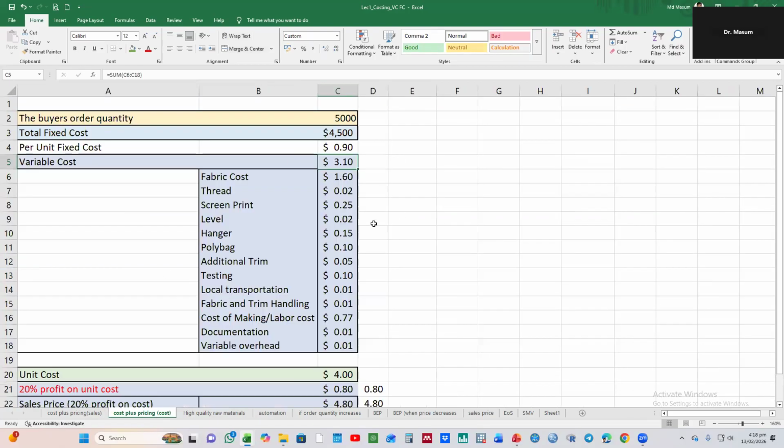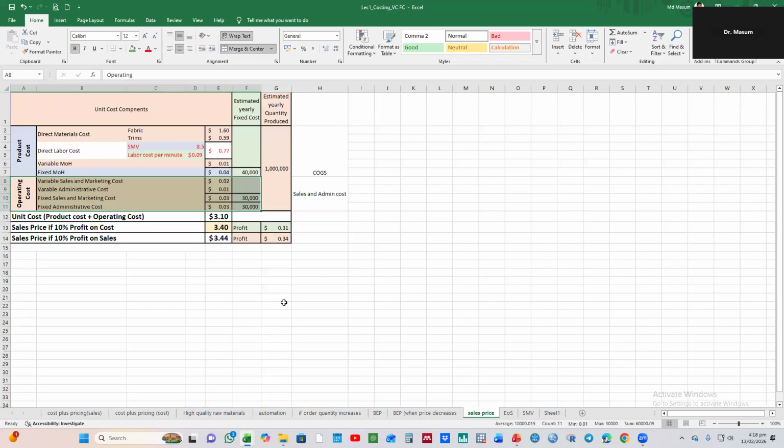In the previous example, taken from a company, they didn't consider sales and marketing and administrative cost. So here we have considered the sales and administrative cost. Total sales and administrative cost is 30,000, and 30,000 is the fixed marketing cost. Another 30,000 is the fixed administrative cost. And how have we got per unit? This is the per unit cost component. Say, for example, your yearly estimated output is 100,000.